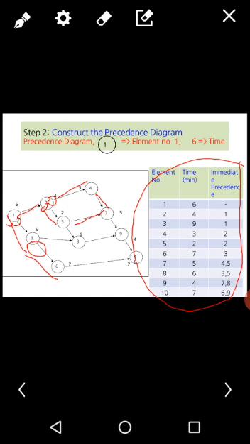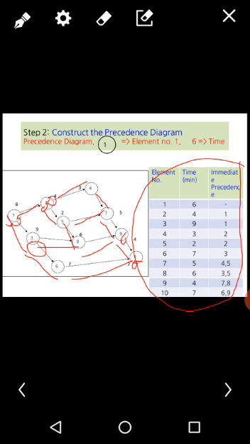Then for element 8 its precedence is 3, 5. So from 3 and from 5 you need to draw element number 8. And for element number 9 its precedence is 7, 8. Here is the ninth element and its precedence is 7 and 8. Got it? And finally element number 10 is here and its precedence is 6, 9. From 6 and from 9. This is how we need to draw the precedence diagram.